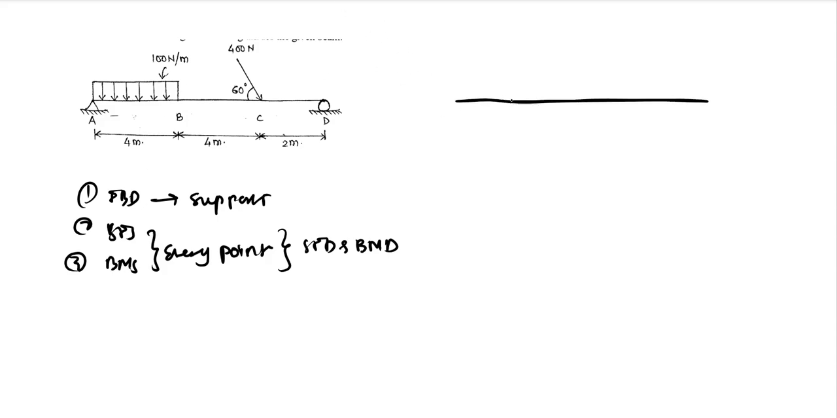So we have this, let us say, as your A, B, C, and D. At D, we have roller support, so we will give only one reaction in the upward direction, R D Y. And we have hinge support at A, so we will give both reactions, a horizontal reaction and a vertical reaction. This is RAY, this is RAX.